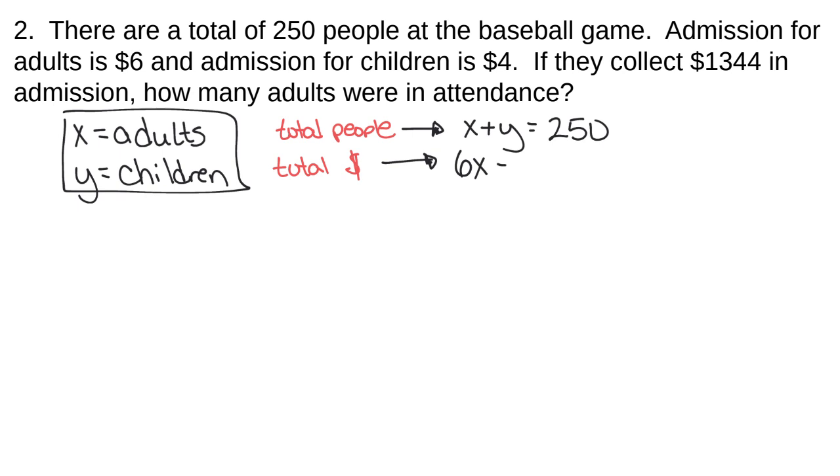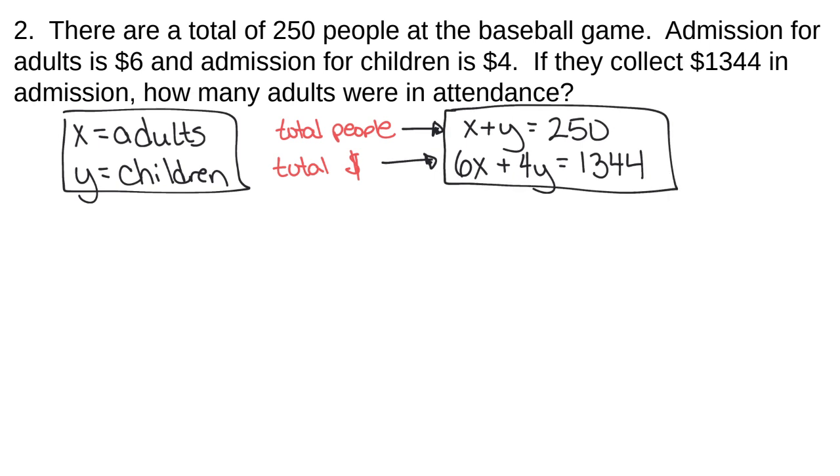We're going to add that to the money that was brought in by the kids. They're $4 apiece. So we need to take 4 times the number of kids. Well, the number of kids is Y. And all together, we made $1,344. There is your system of equations. The top one is dealing with people, and this one is dealing with money.